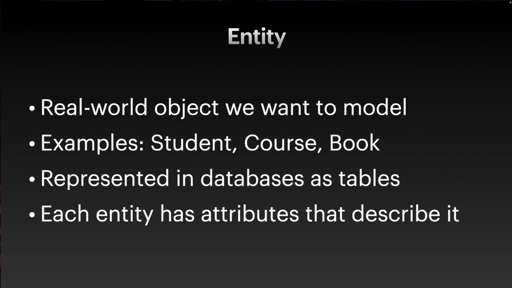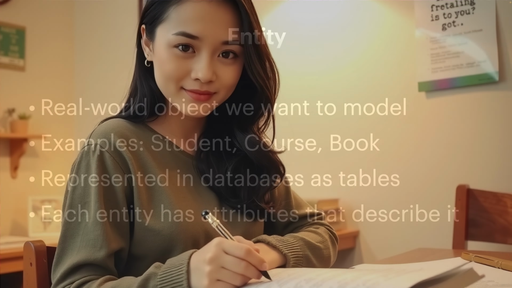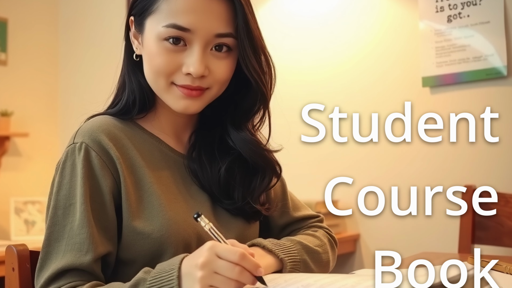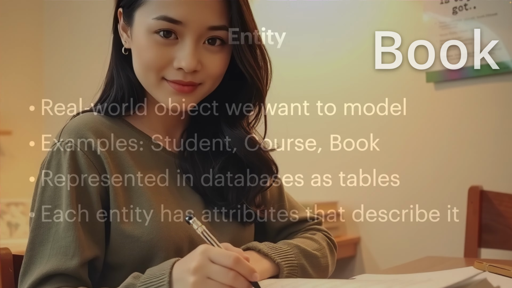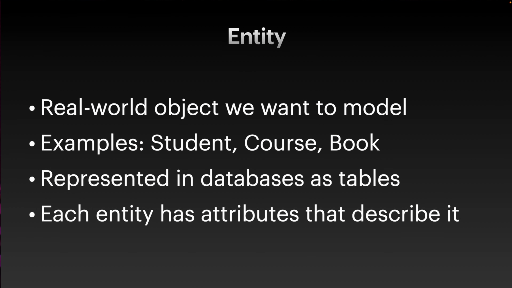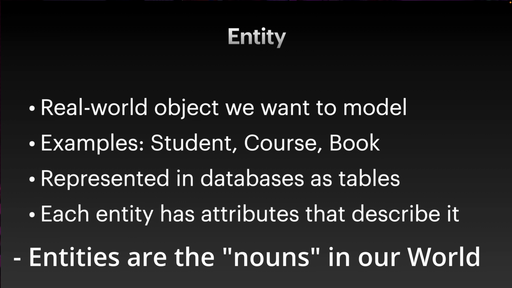Let's start with the word entity. An entity is a simple real-world object that we want to keep track of in a database. Think of a student, course, or a book. Each entity has properties that describe it. Those properties are called attributes. Together, entities are the nouns in our world.